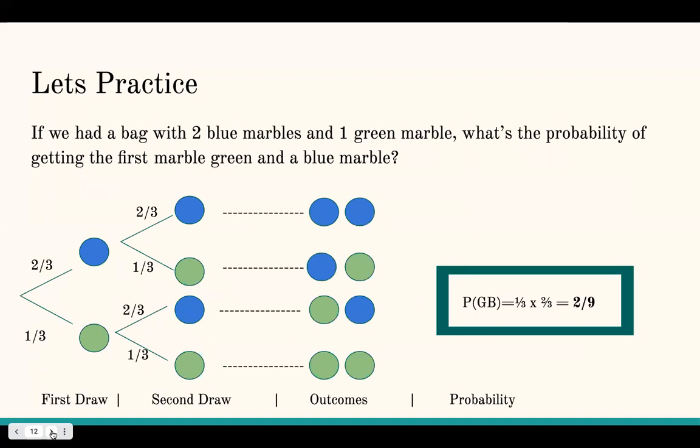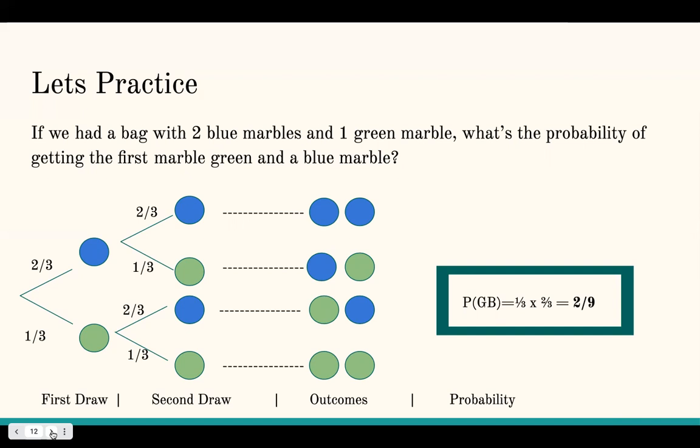Another practice problem would use the tree diagram so that the students can get a hang of using both diagrams. This problem asks, if we had a bag with 2 blue marbles and 1 green marble, what is the probability of getting the first marble green and a blue marble? As you can see, in the first draw there are 2 outcomes. You can get either a blue or a green marble, but the blue would be a fraction of 2/3 because there are 2 blue out of a total of 3 marbles.